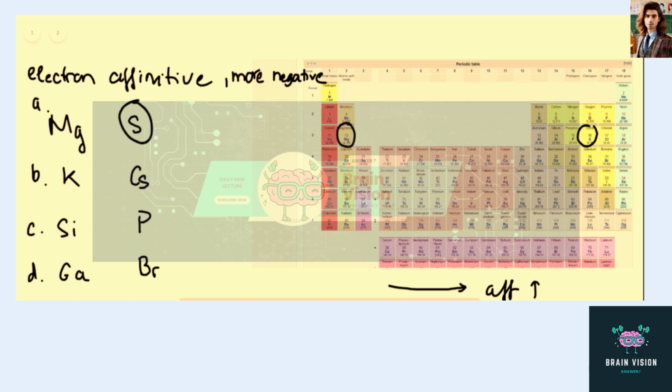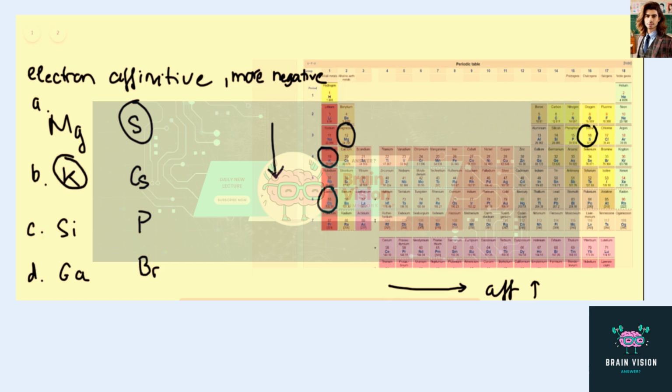Between potassium and cesium, so for the first column, if you move down, the electron affinity actually decreases, which means that the lower the element, it will have more positive electron affinity. And so in this case, potassium will have a more negative electron affinity.